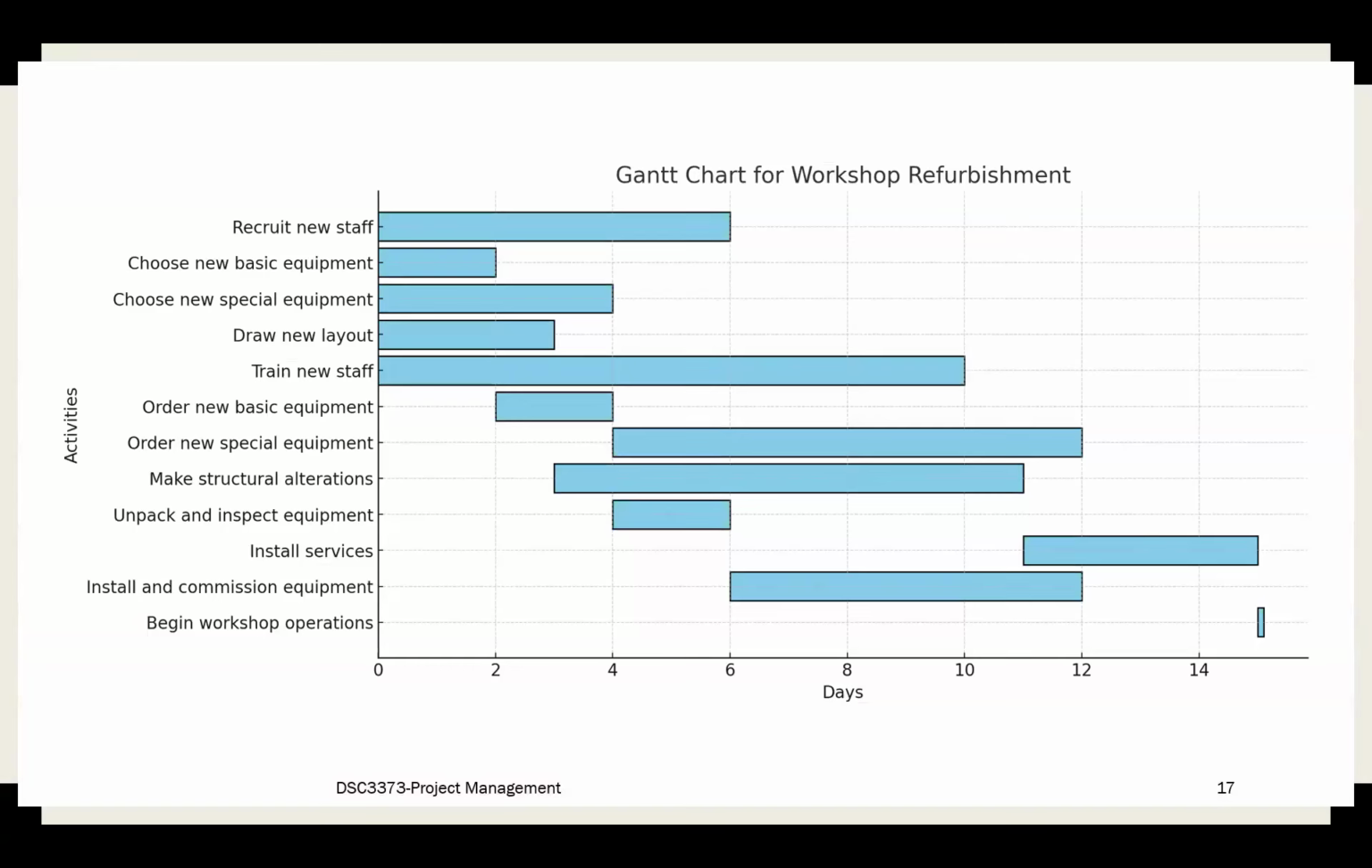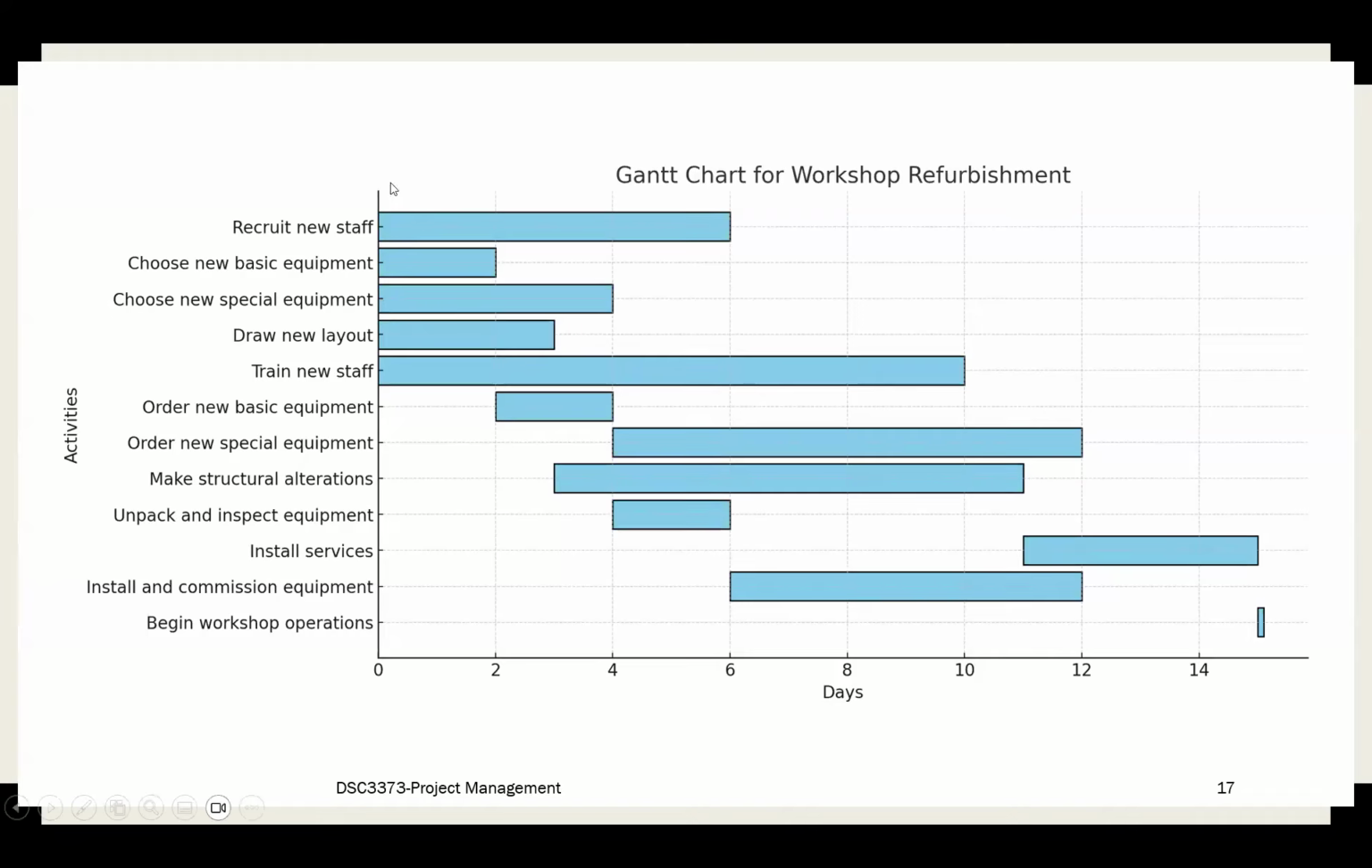Okay, so this is the kind of Gantt chart that you might get, but there is a small error here. The training of the new staff has to start after the recruitment. So it shouldn't start here, it has to start somewhere here, right? Other than that, I think it's okay. So this is the kind of chart that you can develop in a Gantt chart.